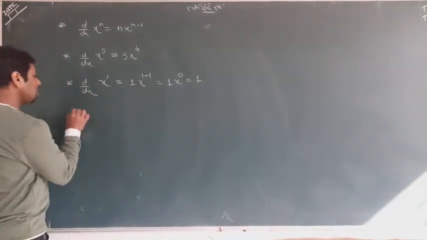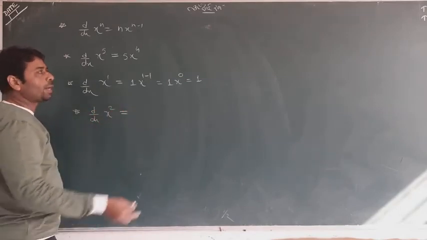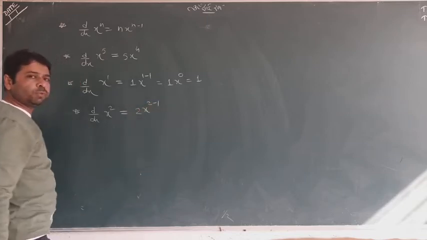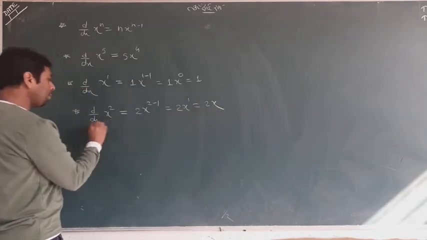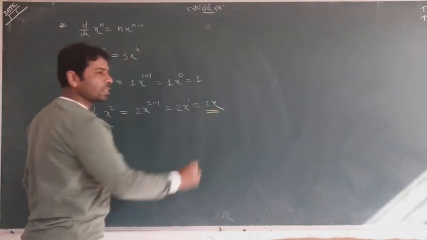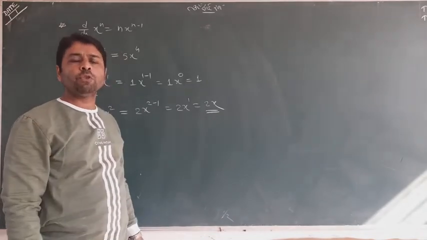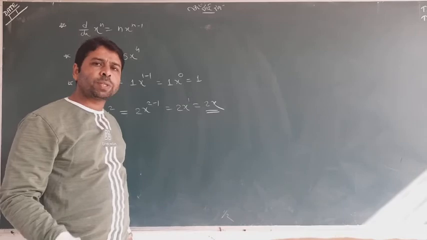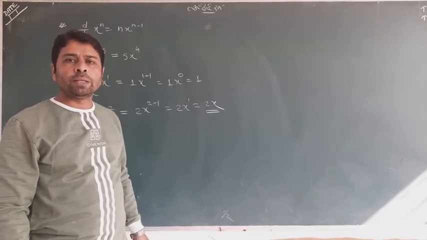But if you have d by dx of x squared, what will be the answer? Again use the same formula. Power will come in front. 1 will reduce from the power. So 2x to the power 1, meaning 2x. So remember, x squared has the differentiation 2x. You must remember the differentiation of some functions very well: the differentiation of x squared is 2x, and the differentiation of x is 1.